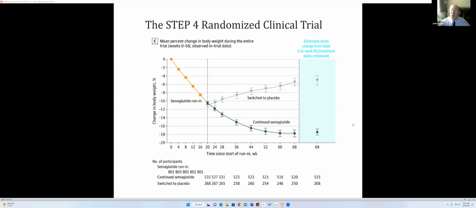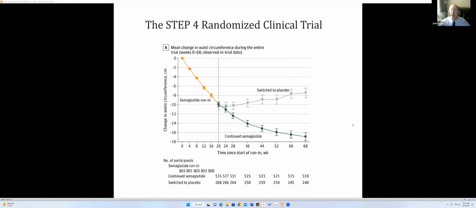Then one group was switched to placebo and they gained weight again. And those that continued on semaglutide continued to lose weight. So the drug seems to work. And when switched to placebo, they gained weight again. Here is the mean change in waist circumference during the entire trial. And again, switched to placebo, their waist circumference went up; continued on the drug, it went down.